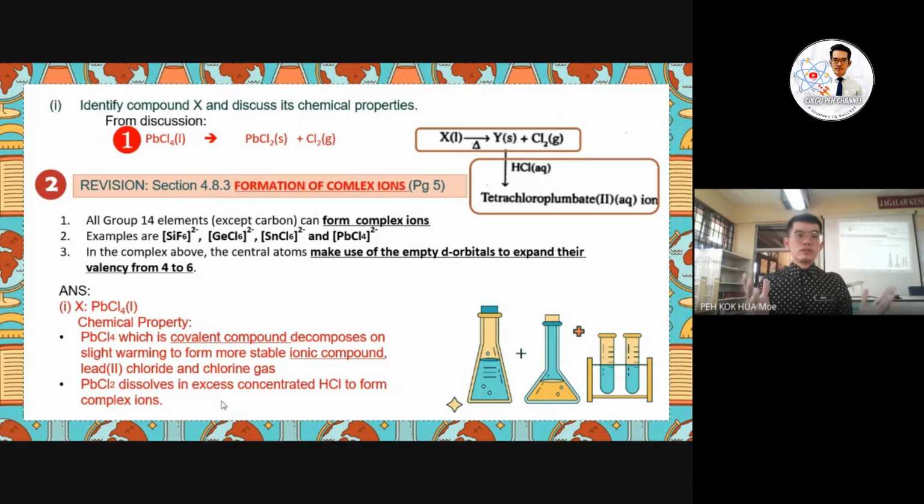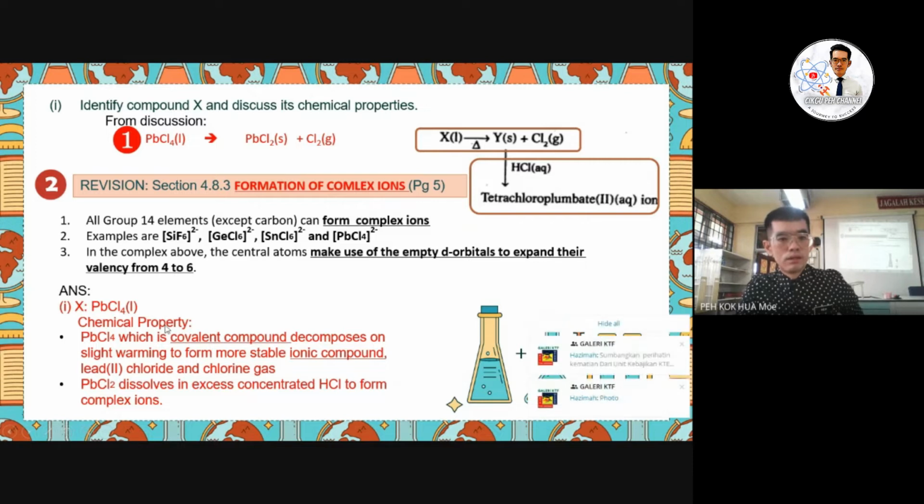So this question is something you can get entirely from the equations given by the question. This is considered an easy question. You don't need to think about which chemical properties to discuss. You can straight away get two pieces of information from the question: the heating process, the decomposition of lead tetrachloride, and the formation of the complex ion by lead(II) chloride.